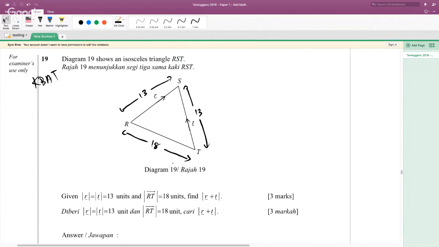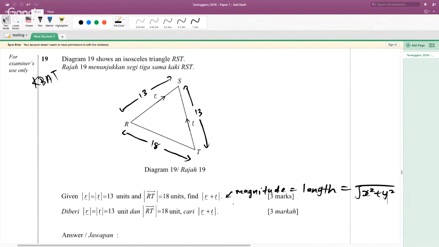Okay, now the question wants to find the length. Modulus here means magnitude. Magnitude actually means length. And whenever I say length, it equals Pythagoras: x squared plus y squared. Alright, so just understand this symbol in the vector topic.